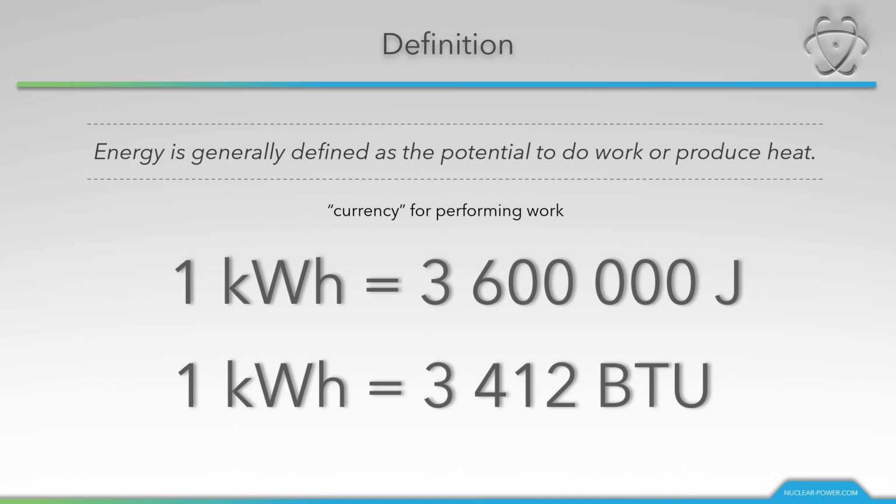Energy is usually not given in joules but in multiples of watt-hours. 1 kilowatt-hour is equal to 3.6 million joules. Kilowatt-hours are based on SI units. In the United States, the British thermal unit is the most common unit for comparing energy sources or fuels. Conversion between these two units is simple. 1 kilowatt-hour is equal to 3,412 BTUs.